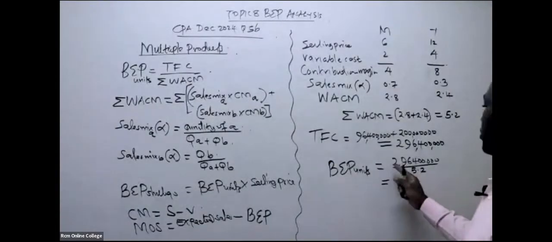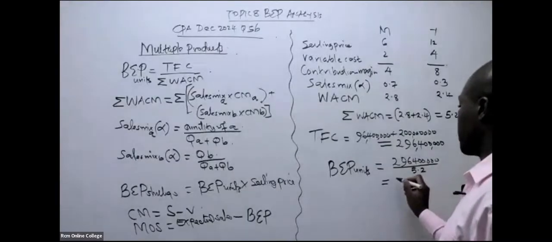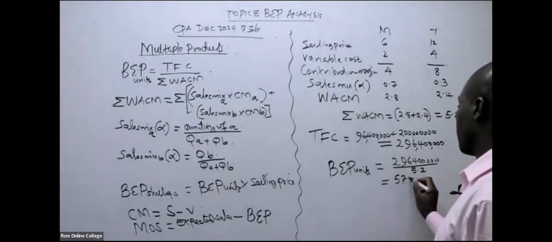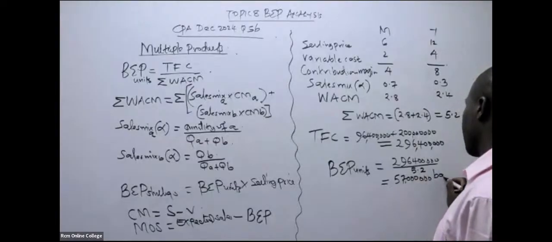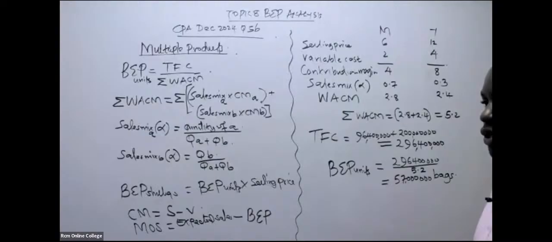Great. So now let's come to this part. Our break-even point in units is 57 what? 57 million bags. That's our break-even point in units.